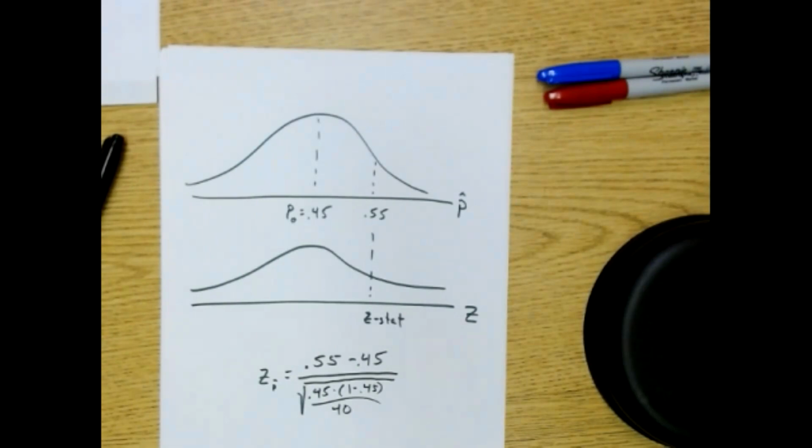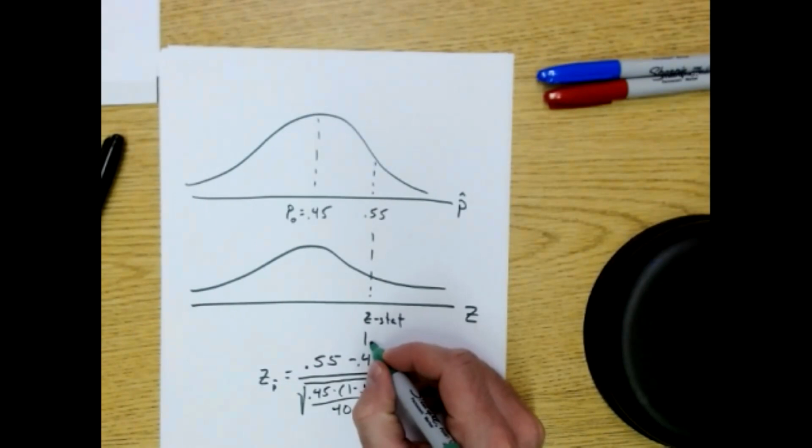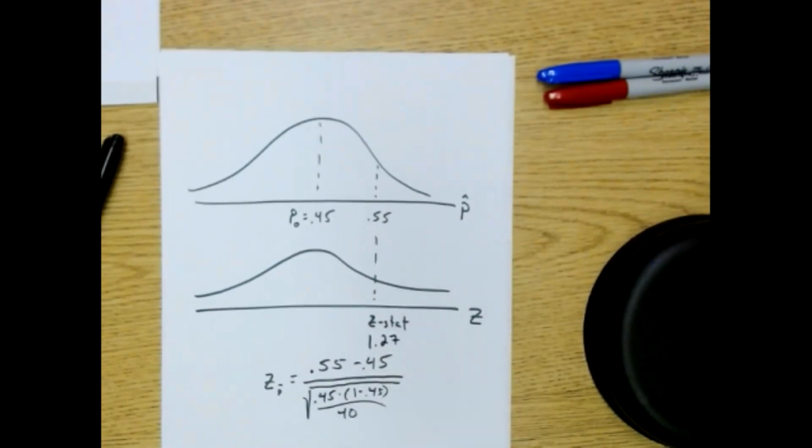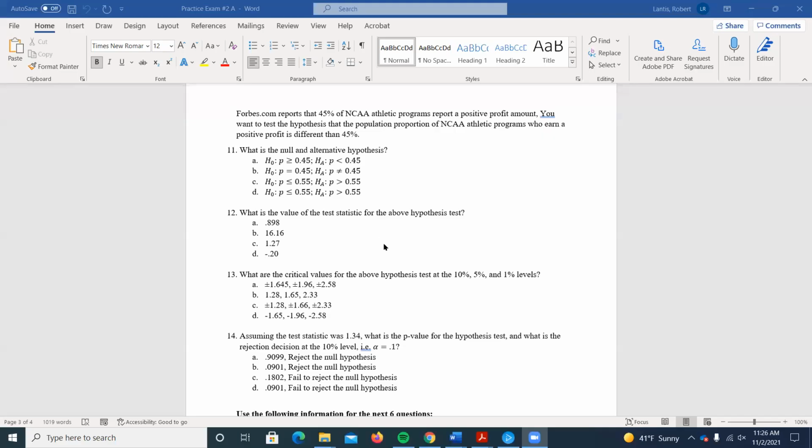If I do that, I should get positive 1.27. I don't even know if the next question asks for p-values. I don't think it does, but if it did, we would find the p-value in the following way. Actually, we got a p-value down here, so I'll hold off on that one because I want to mention something on 14.